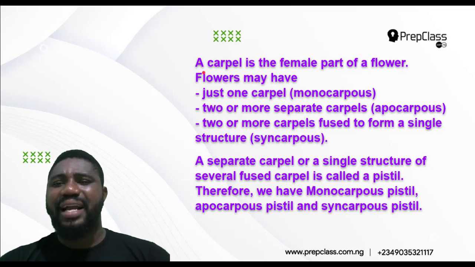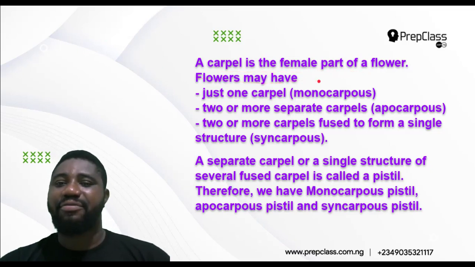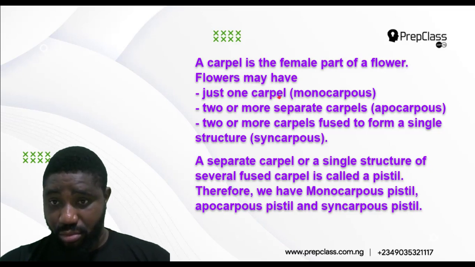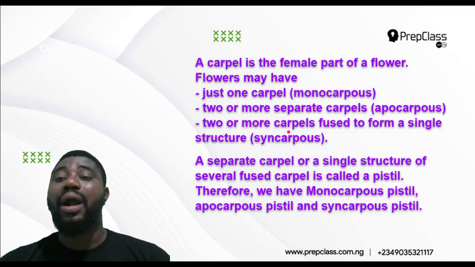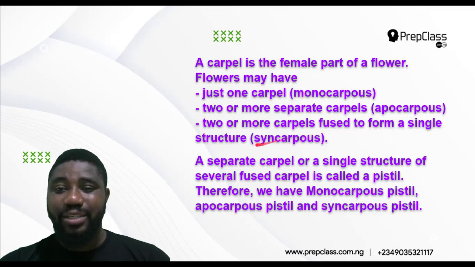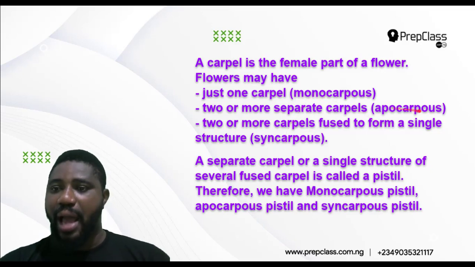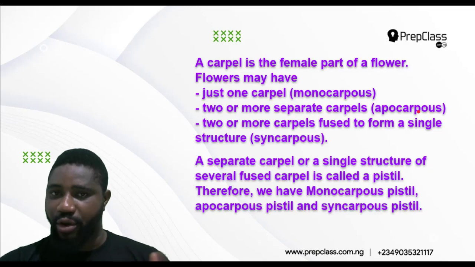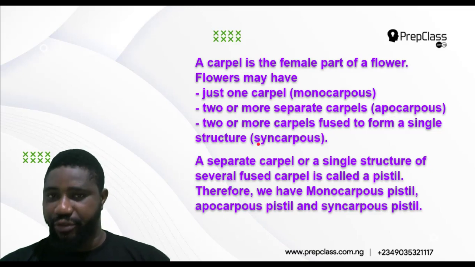Now, a carpel is the female part of a flower. I'm sorry, I should have drawn a flower here. Flowers may have just one carpel, and we call them monocarpous, or two or more separate carpels, I'll call them apocarpous, or two or more carpels fused to form a single structure, syncarpous. So a flower can be monocarpous, apocarpous, or syncarpous. Monocarpous, one carpel. Apocarpous, two or three or four separate carpels. Syncarpous, two, three, four, or five carpels fused together.